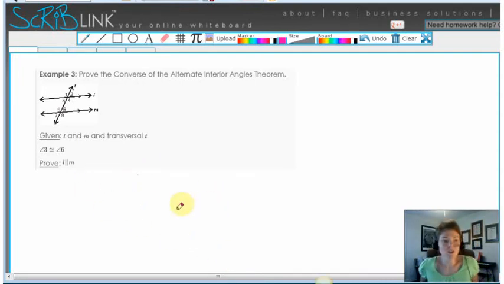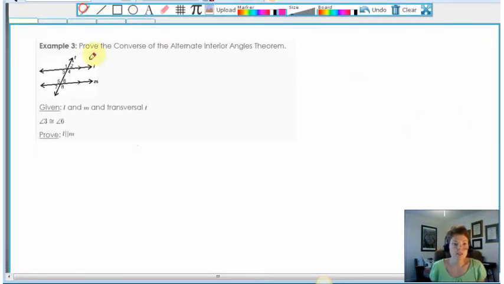All right, we're back to do our proof. What we're going to do is prove the converse of the alternate interior angles theorem. So it's the alternate interior angles converse. That means that we cannot use that theorem in our proof. All right, we're proving that. Okay, so let's get started here.